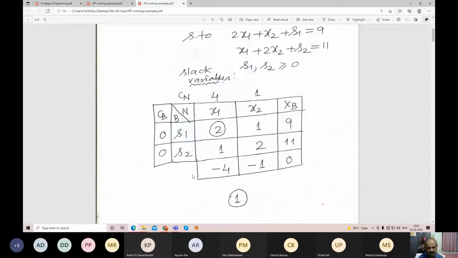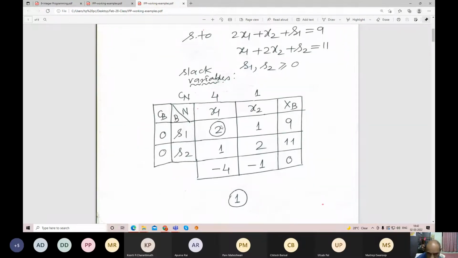Now we have to find the departing variable. If x1 is the entering variable, the departing variable is found in this manner: 9 by 2 is 4.5, 11 by 1 is 11, and 4.5 is the minimum among 11 and 4.5. So with respect to 2, the ratio is minimum. So this 2 is your key element or pivoting element.